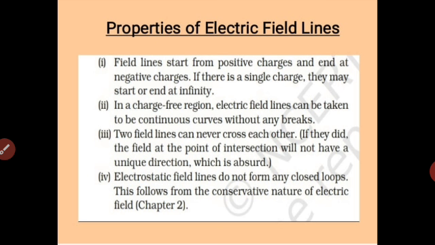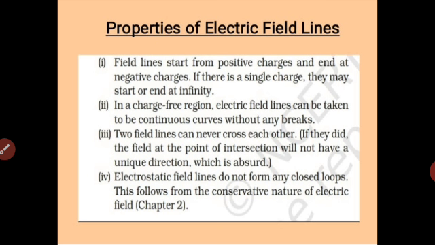Second, in a charge-free region, electric field lines can be taken to be continuous curves without any breaks. This is quite obvious, because electric field lines can never have any breaks in between, as they are the path on which the test charge is moving. It cannot have a break. It can bend but will never have a break.